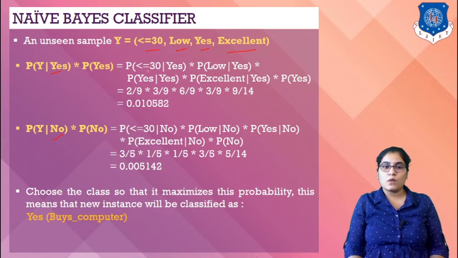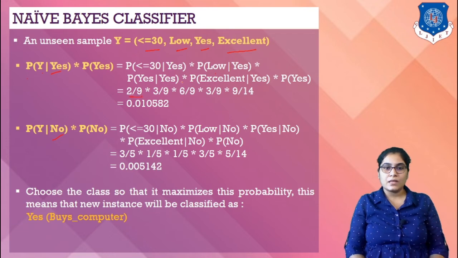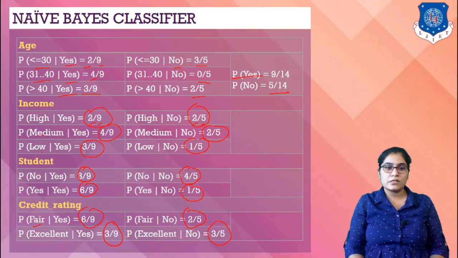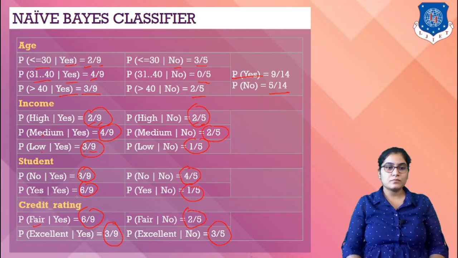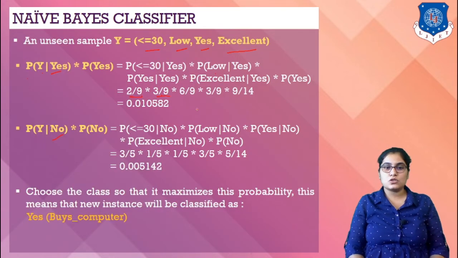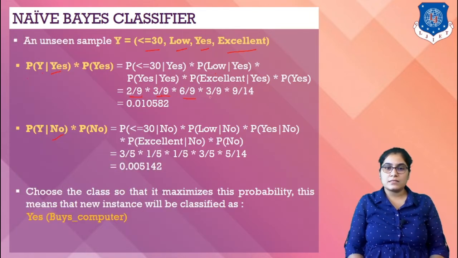First we require the probability of less than or equal to 30 and yes, which is 2 by 9. So we are considering 2 by 9. Next, the probability of low and yes is 3 by 9. So we have considered 3 by 9. Next, the probability of yes and yes is 6 by 9. So we are taking 6 by 9. And the probability of excellent and yes is 3 by 9. So we are considering 3 by 9.